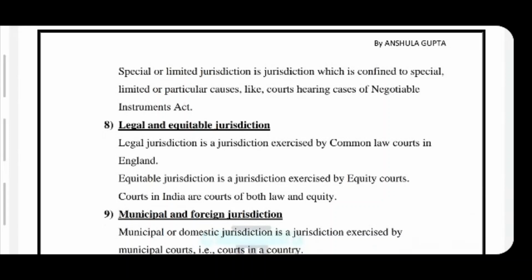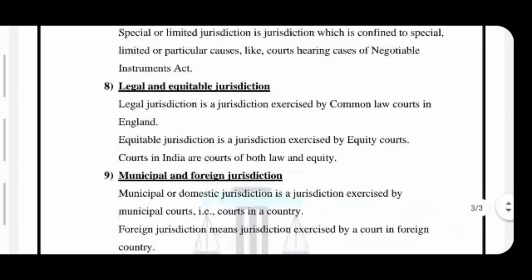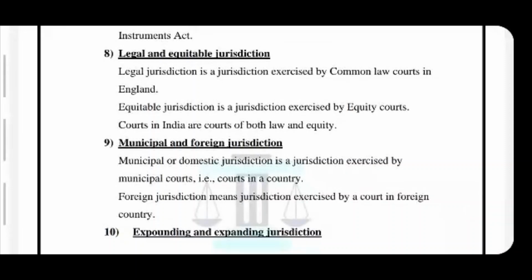Now next type of jurisdiction is municipal and foreign jurisdiction. Municipal is the domestic jurisdiction which is exercised by the courts in a country, and foreign jurisdiction is the jurisdiction exercised by a court which is not in our own territory, like courts which decide matters in some different country, for example, in the case of India, any decision given by a Singapore court. So a Singapore court taking that matter is the foreign jurisdiction for that Indian court.